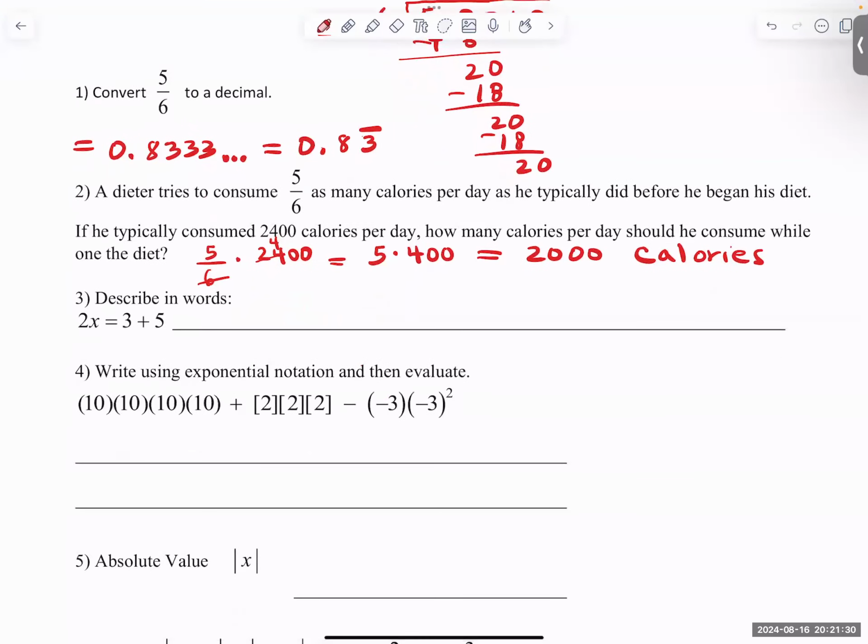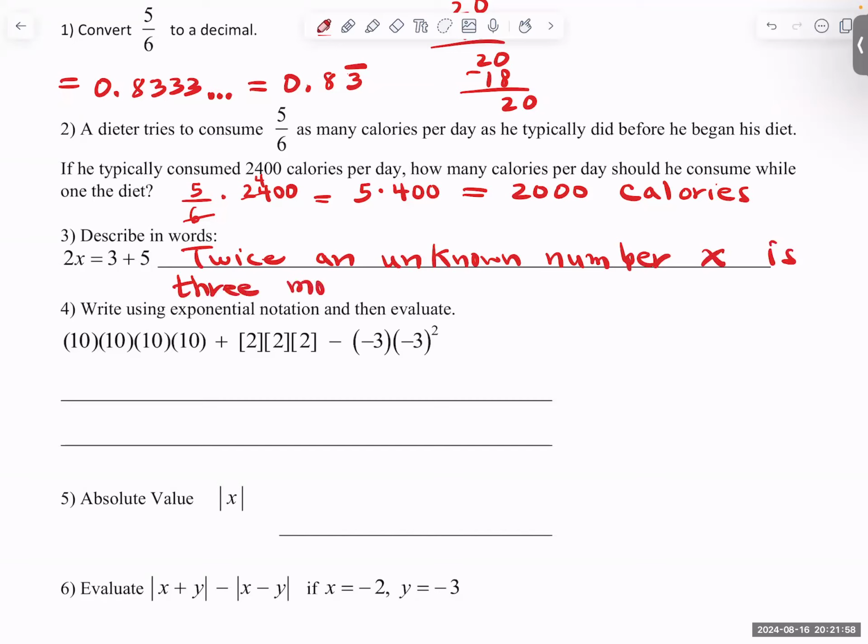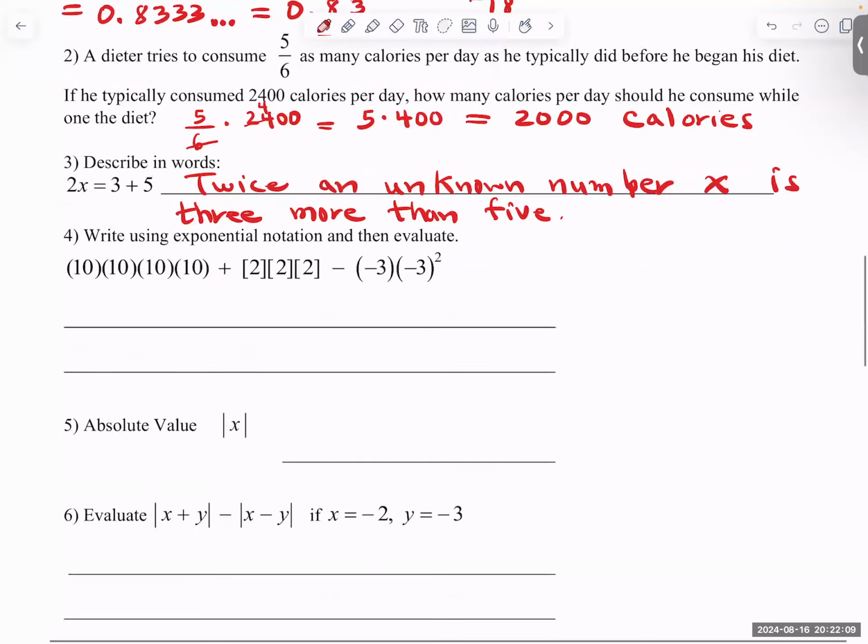Number 3, describe in words: 2 times an unknown number x is 3 more than 5. So a common translation is twice an unknown number x is equal to 3 more than 5. We may not use greater than because is greater than is the inequality symbol.